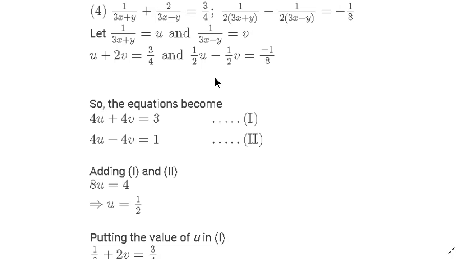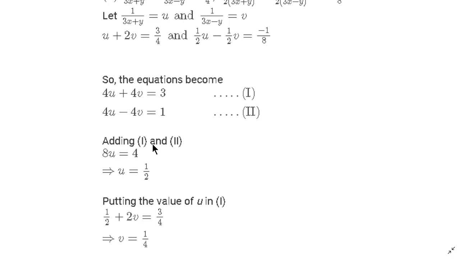Then equation 2 is 1 by 2 u minus 1 by 2 v is equal to minus 1 by 8. 8 is multiplied here on the left hand side. When we multiply 8 here, we get 8 by 2, which is 4u minus 4v is equal to minus 1. Then we will add them. What is the equation after adding? 4 plus 4 is 8u is equal to 4, u is equal to 1 by 2.